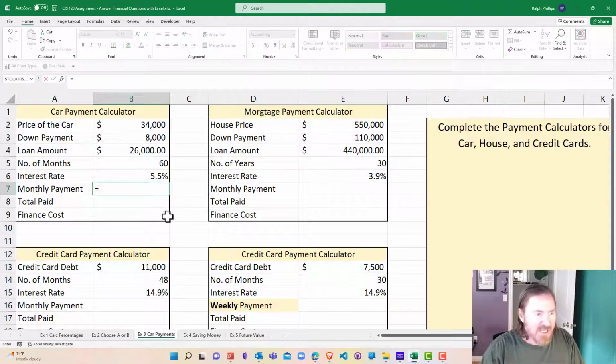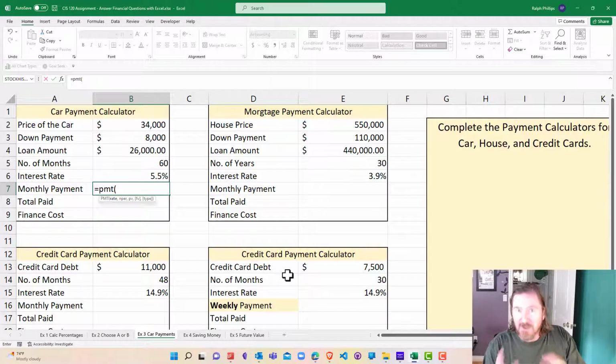So I'm going to write equals PMT. I'm using the payment function to calculate the monthly payment for my fixed rate loan. And that's what all these are, by the way. Car payment is a fixed rate loan. Mortgage payment is a fixed rate loan. Credit cards are a fixed rate loan, assuming you stop using them and you're locked into one particular interest rate.